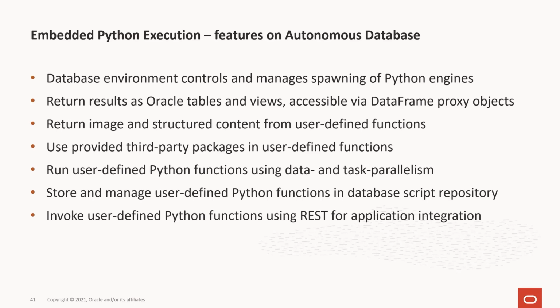You can leverage third-party packages that are provided with OML for Pi in your user-defined functions, for example, to build scikit-learn models. The embedded Python execution infrastructure enables running your function in a data parallel and task parallel fashion. This enables what one calls embarrassingly parallel use cases. Your user-defined Python functions can be stored and managed in the database script repository. And although we won't be using it in this lab, you can invoke your user-defined Python functions using a REST interface for application integration.